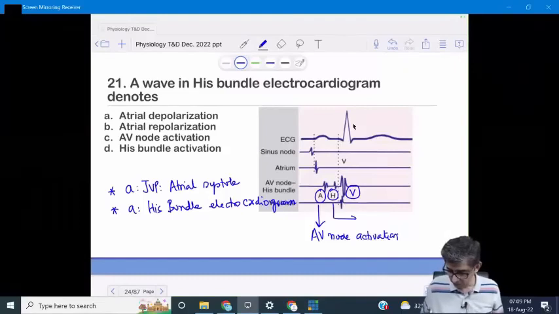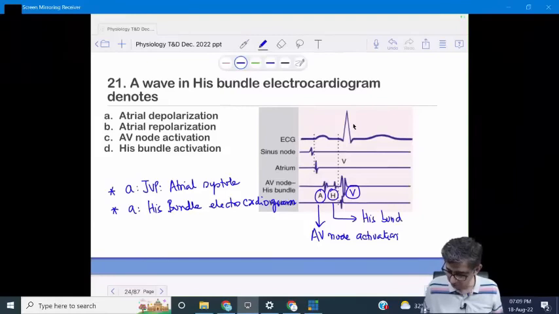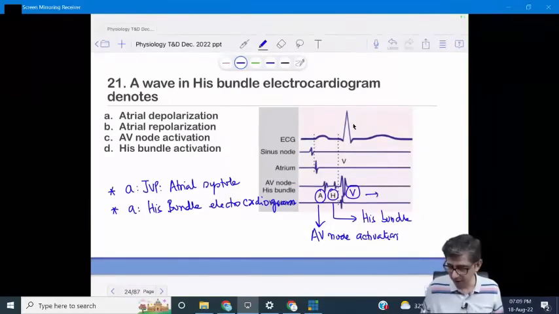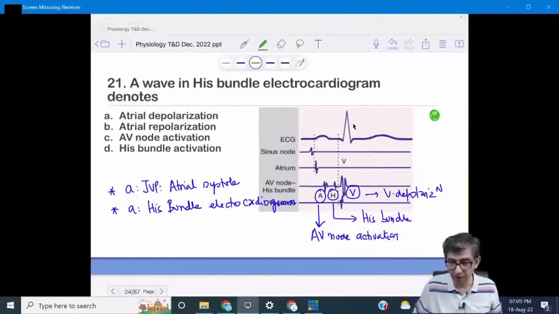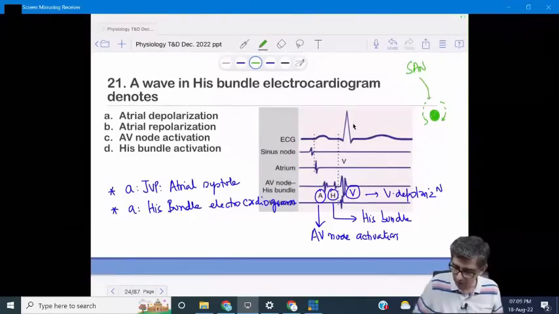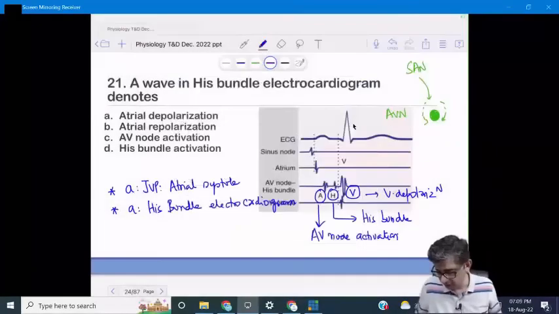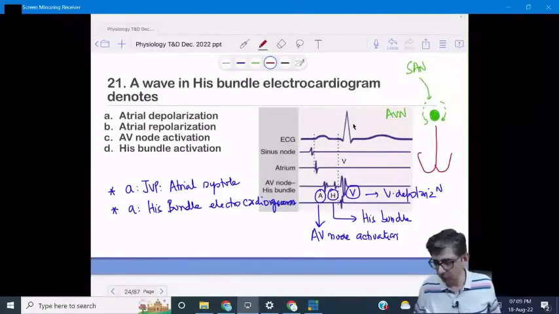Then H wave जो होती है, that indicates His bundle activation because His bundle will be below the AV node. And the V wave will be indicating ventricular depolarization. This is what I'm saying. This is the AV node of the patient. The current will go across the 2 sides of the AV node. Like जो SA node का current होगा, it will go across the 2 sides of the AV node. Then it will enter into the bundle of His. Bundle of His will be having 2 fascicles, the left and the right.